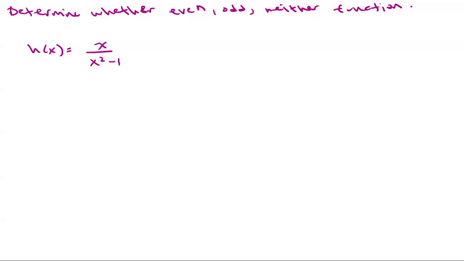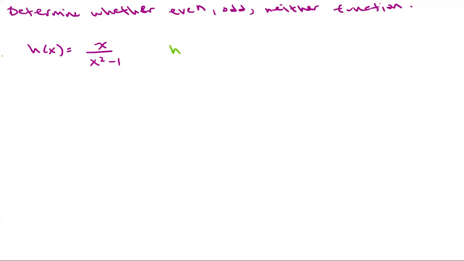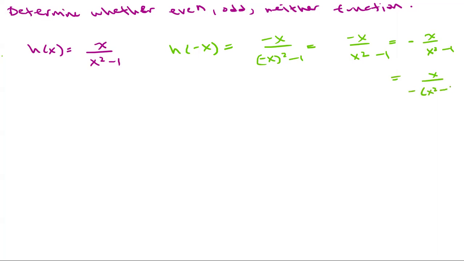Okay, so again, we're going to plug in negative x into our function. So we're going to have h of negative x, which is going to be negative x over negative x squared minus 1. So we still got negative x on the top, and then the negative x squared just becomes x squared minus 1. Okay, so now I can write it this way, or I can have the negative in the front and have x squared minus 1, or I can have the negative also in the bottom and have x squared minus 1.